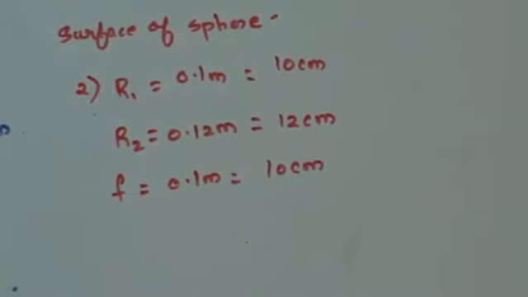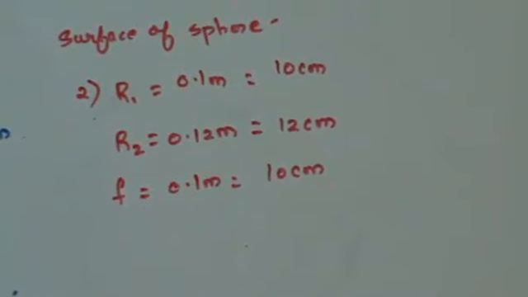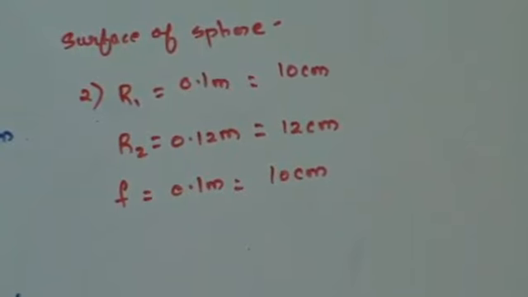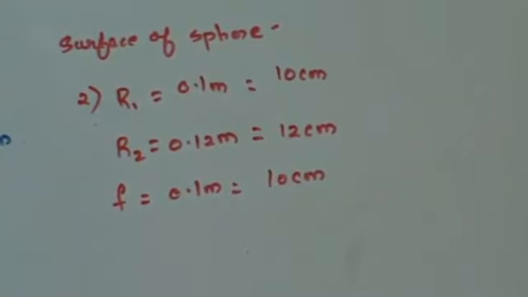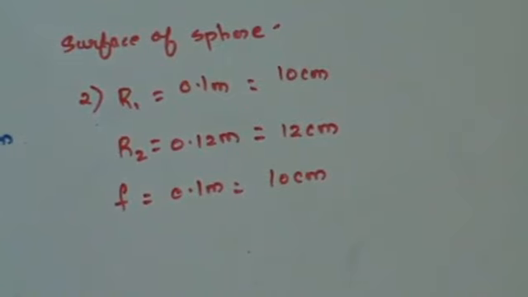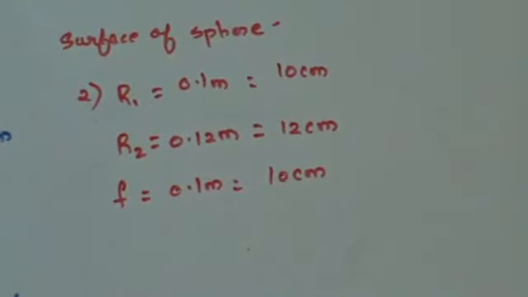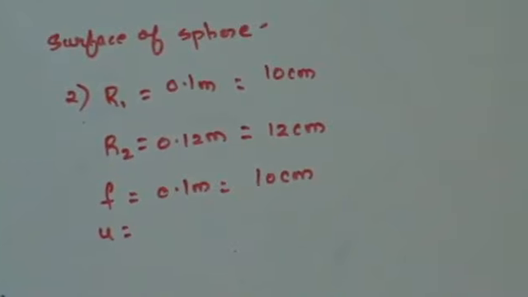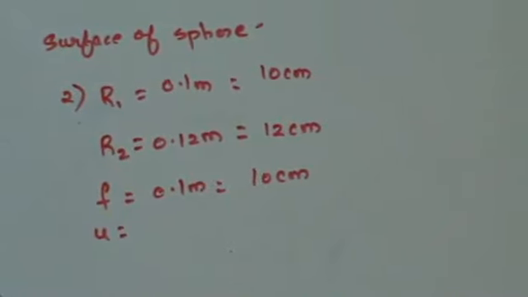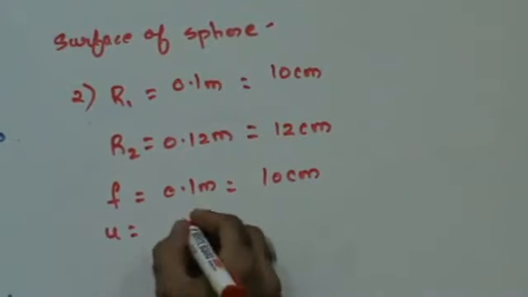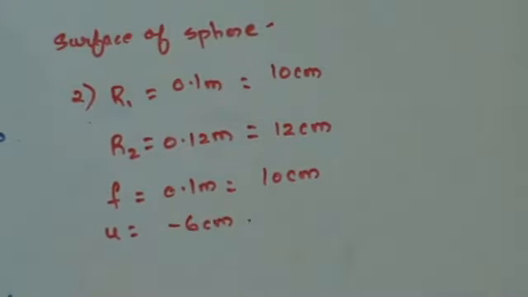First part of the question, the refractive index. Second part of the question, power of the lens. Third part of the question, the nature and position of the image if an object is placed at a distance of 6 centimeters from the lens.